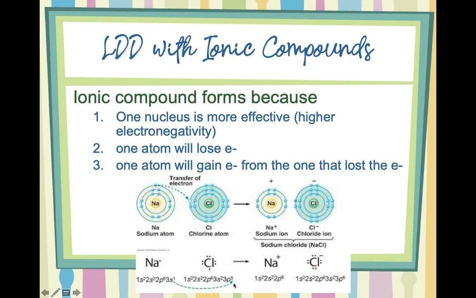And then here's just showing you in terms of electron configurations. The 3s1 gets transferred over here to the 3p5. So now you've got a 3p6 for chlorine with a negative charge. The 3s goes away and you end with 2s2, 2p6, positive charge for sodium. And then together, positive, negative. So you can see here's your Lewis dot diagram.